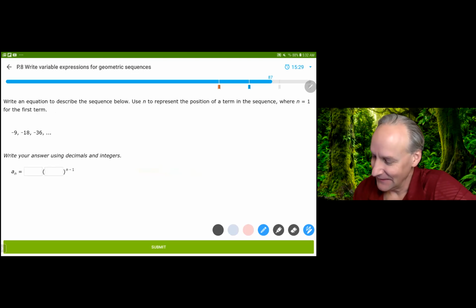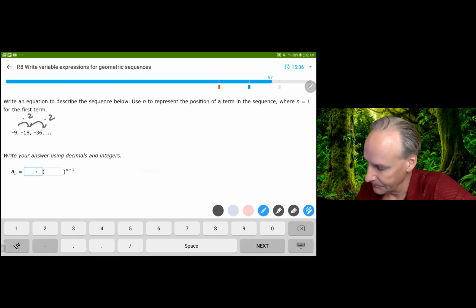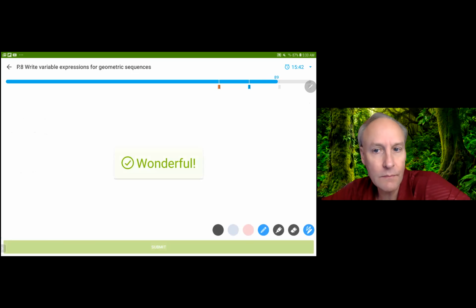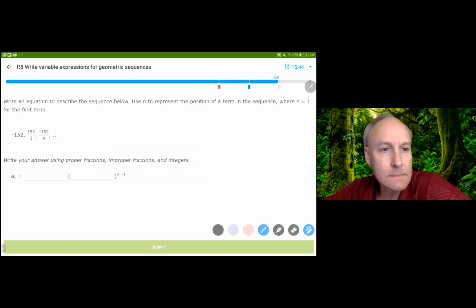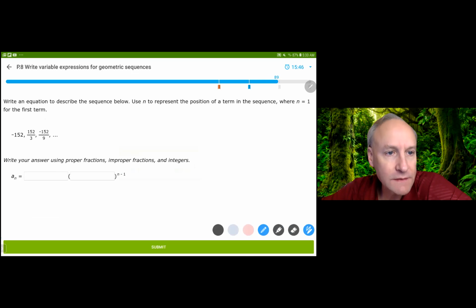All right. Looks like we're doubling. Times 2, times 2, and our first term is -9. The signs aren't changing, so it's just a +2 in our multiplier. Oh, looks like we're multiplying by 1/3 this time.